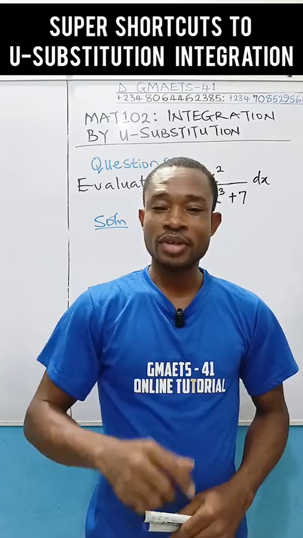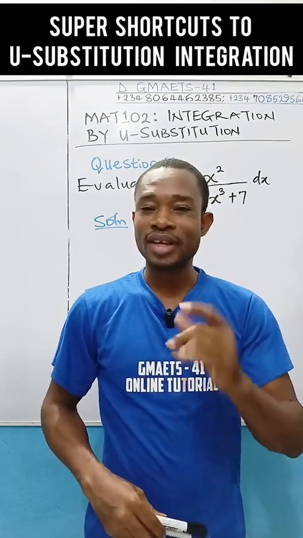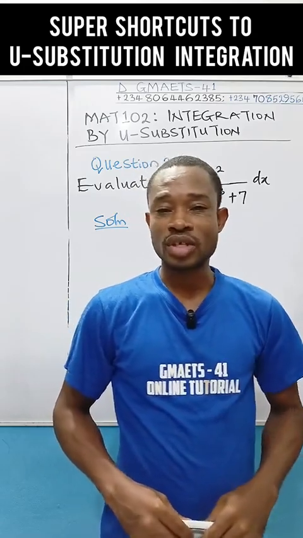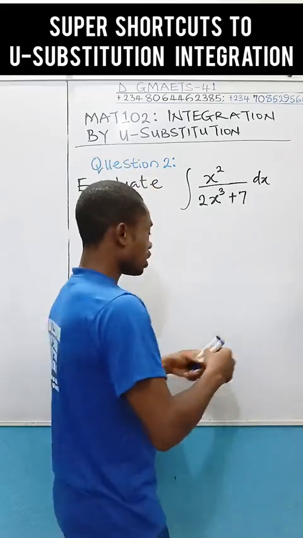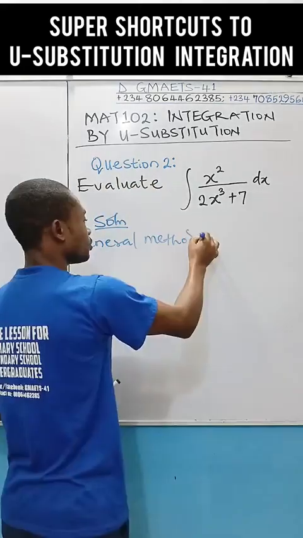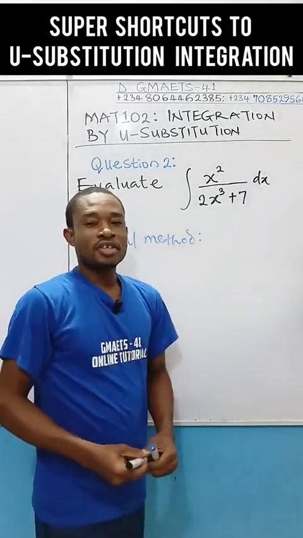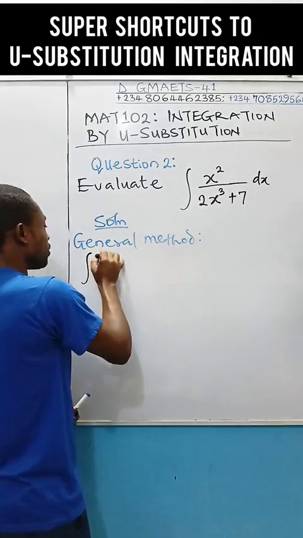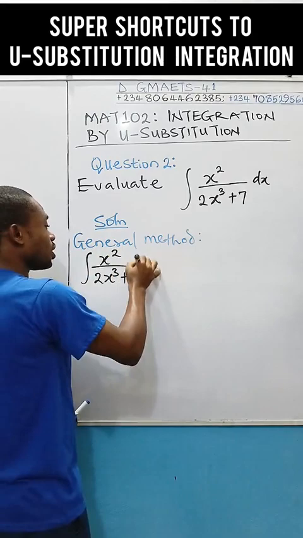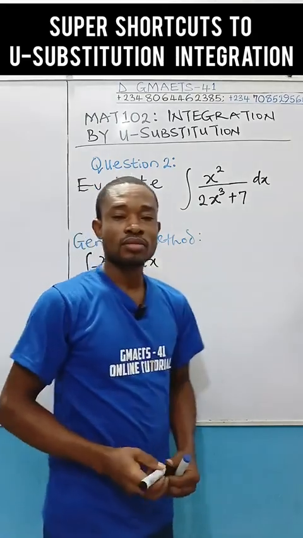I'm going to show you the general method and then I will teach you quickly how you can obtain this result without going through the stress of the general method. Please, come on, let's look at method 1, general method. In that general method, the question given to us is integral x squared all over 2x raised to the power 3 plus 7. We are integrating with respect to x.